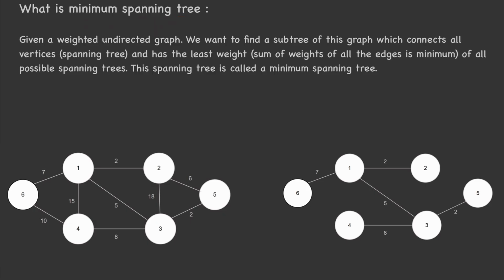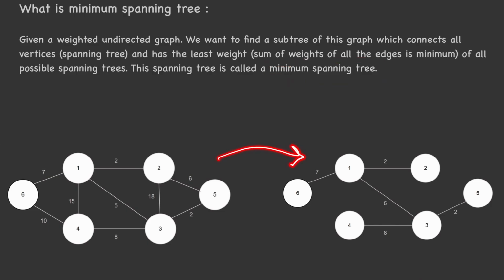So given a weighted and directed graph, we want to find a subtree of this graph which connects all the vertices. So this is the spanning tree. A subtree of graph which connects all the vertices is spanning tree, and it should have the least weight. That is, sum of all the weights of the edges should be the minimum. So every single edge will have a weight attached to it. So the sum of the weights of all the edges that we use to create a spanning tree should be minimum. This is called as minimum spanning tree.